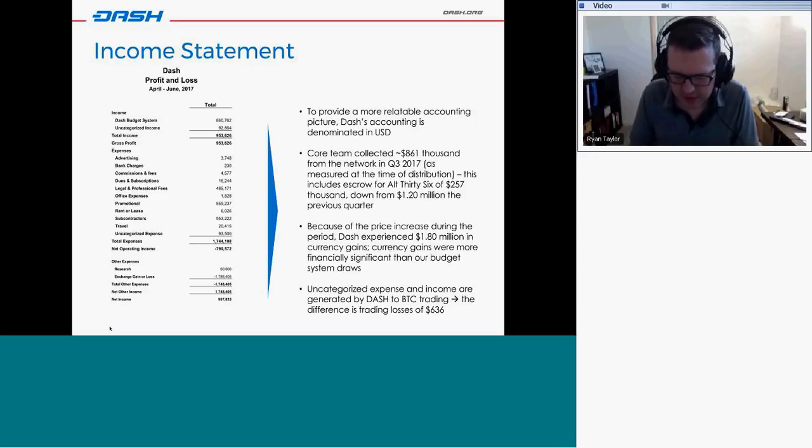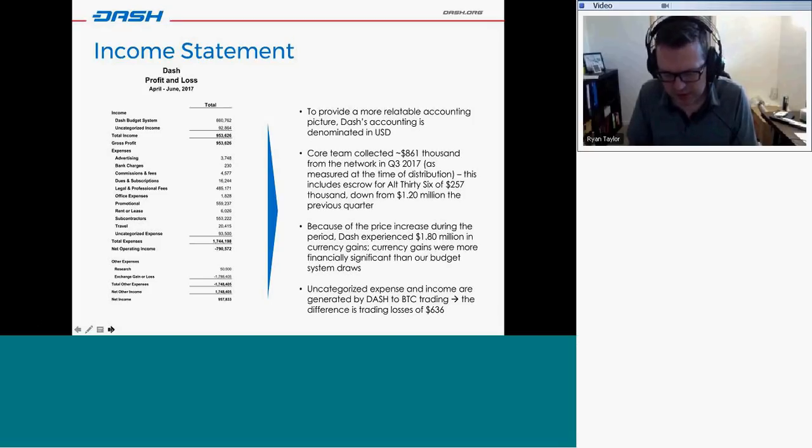As with past financial statements, you'll notice that there are categories called uncategorized income and uncategorized expense. Because our accounting package can't support currency conversions other than those involving the US dollar, this is a workaround that's needed to facilitate any conversion of Dash to Bitcoin, which is often needed to pay some of our expenses. Uncategorized expense represents the sale of Dash, and uncategorized income represents Bitcoin purchases. They're not true income and expense items, so take that into account.